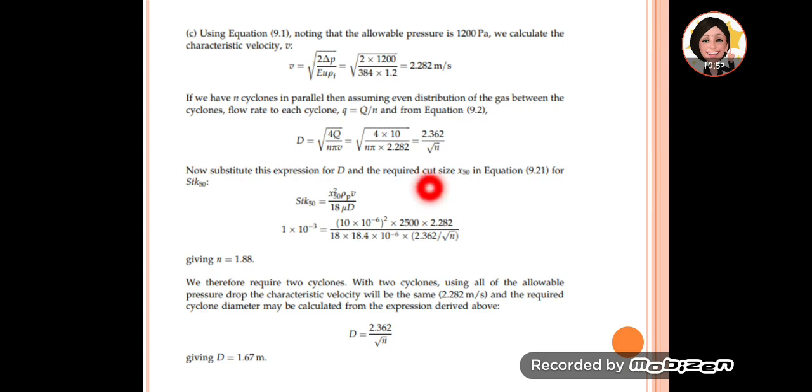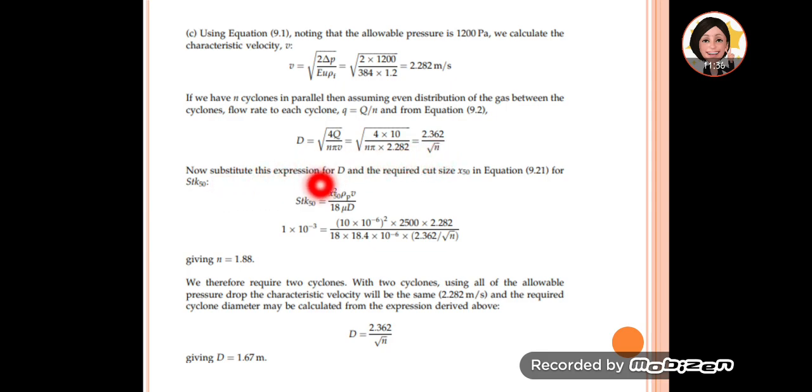Okay, then for question part C, we have to determine the diameter and number of cyclones. Again, we start off with the Euler equation. We have the Euler number, the fluid density, and the pressure drop. So we get the characteristic velocity. Then we substitute it into the flow rate equation. Here we substitute Q equals the total flow rate divided by the number of cyclones N. Then we can identify our D in terms of N.